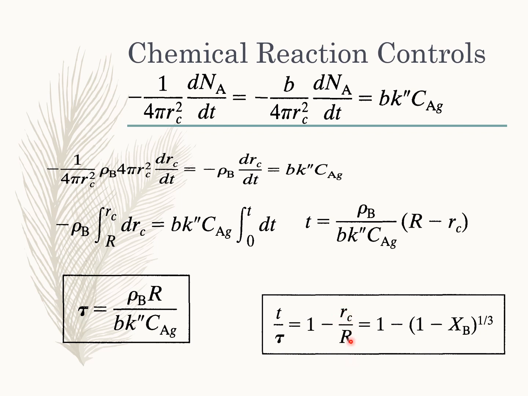Again, 1 minus XB equals (RC over R) cubed, and thus RC over R will be (1 minus XB) to the power 1 over 3. And this is the equation that relates the time and the time for the complete conversion when the chemical reaction controls in the shrinking core model.